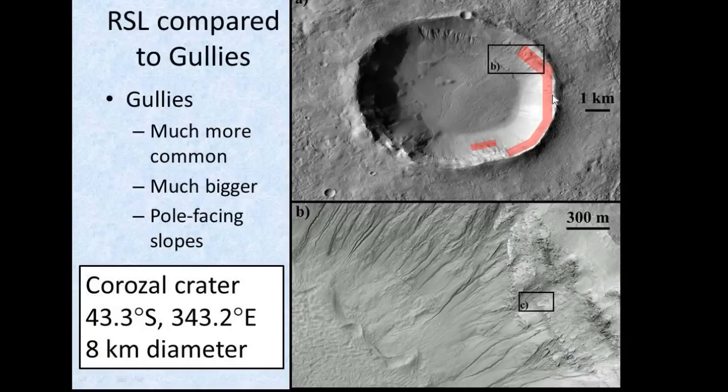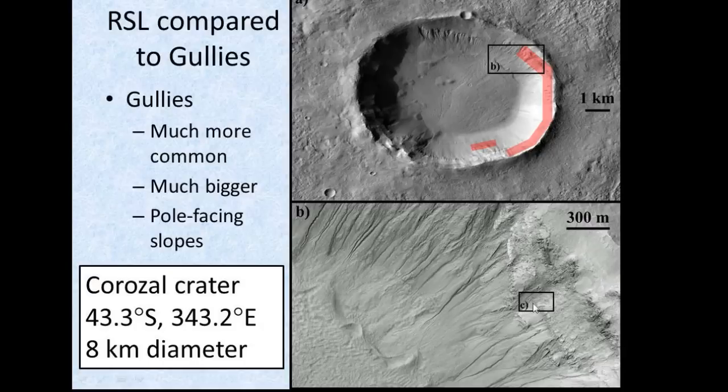So these are RSLs just highlighted in this red here. The gullies are actually much bigger. You can see the gullies in this picture. You definitely can't see the RSL. As we zoom in, you can see this is nice gully structure. We've got an alcove here, a channel, and then an apron down here, typical gullies.